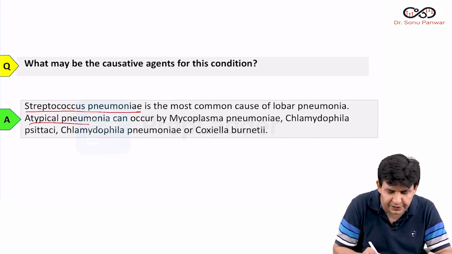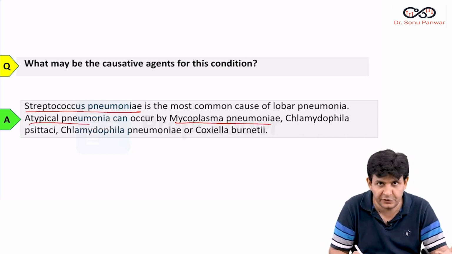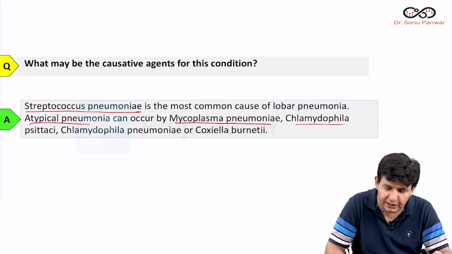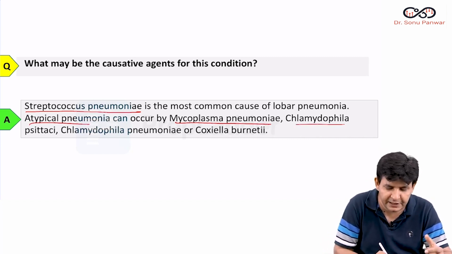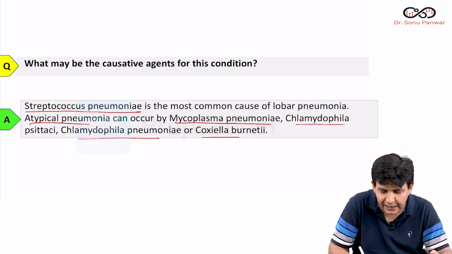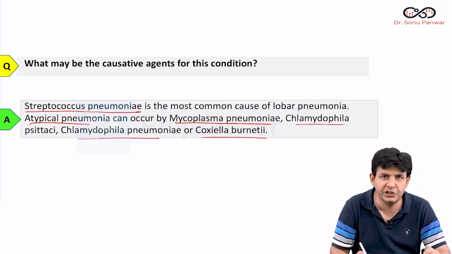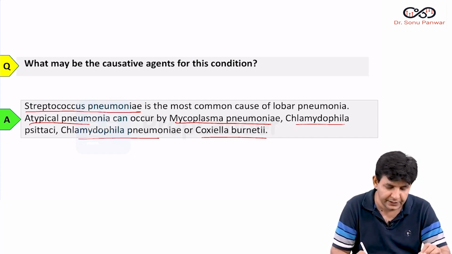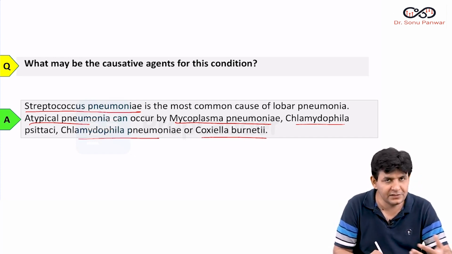That is atypical pneumonia, which is caused by whom? Mycoplasma pneumoniae, which is the most common cause of it. Then you have the chlamydia group, that is Chlamydia psittaci or Chlamydia pneumoniae, and even Coxiella burnetii. They are associated with what? Atypical pneumonia. That is, atypical means extra lobar.